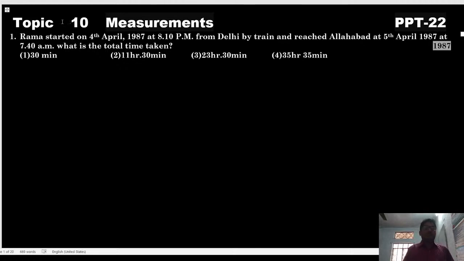Children, today we are going to learn topic 10, measurements, PPT 22. Rama started on 4th April 1987 at 10 minutes past 8 pm from Delhi by train and reached Allahabad on 5th April 1987 at 40 minutes past 7 am. What is the total time taken?